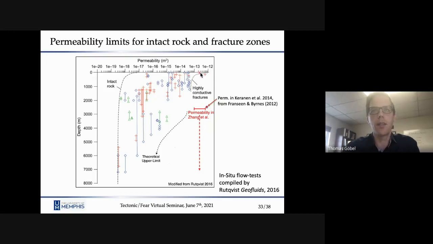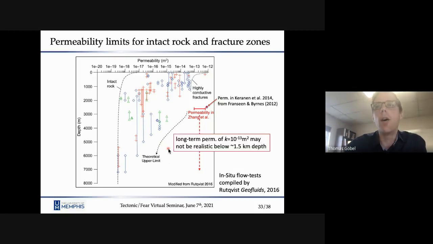And I think this graph obviously nicely highlights the effect of increase in confining pressure, and that perceivably permeability decreases pretty rapidly with depth. Okay, now, just a takeaway point. Long-term permeability, it's probably tough to go beyond 10 to the minus 13 at 1.5 kilometer depth. If we go further down, then permeability naturally is expected to be much smaller.